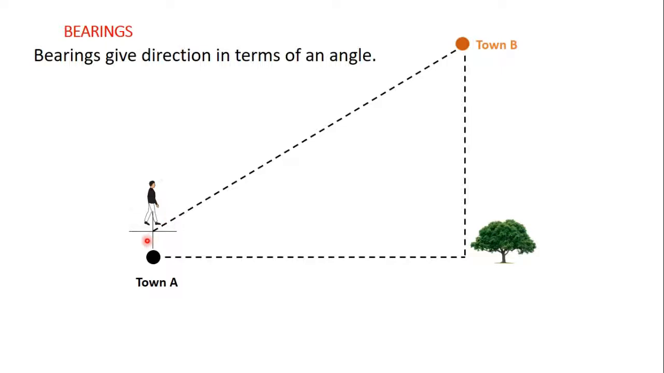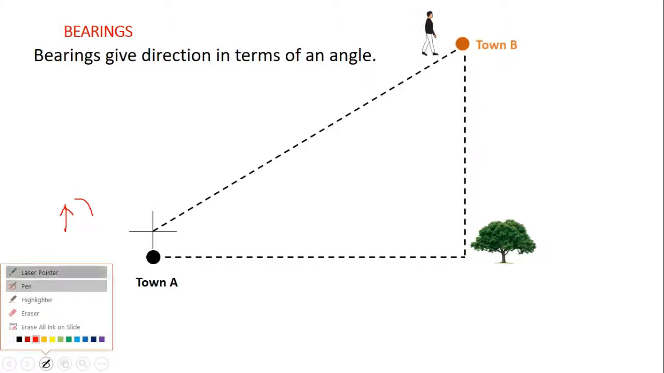So when he gets to town A, he would face the northern direction. So here Mr. Kofi is going to face in the northern direction like this. Then he will turn 70 degrees towards the east, as we saw in the diagram previously, and move along that line. So as soon as Mr. Kofi turns 70 degrees towards the east, he will begin to move along that line, and he can now move from town A to town B.